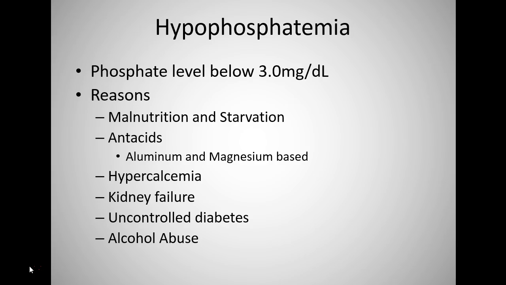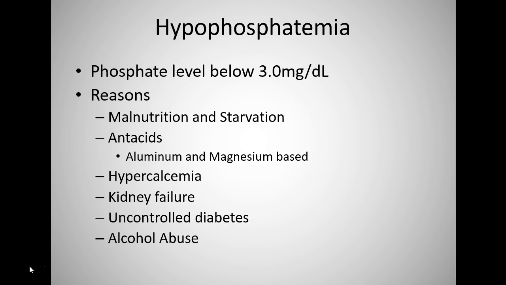All right, so for hypophosphatemia, phosphate level falls below 3.0 milligrams per deciliter. These reasons could be malnutrition and starvation. It could be antacids. Aluminum and magnesium-based antacids tend to cause phosphorus levels to drop.